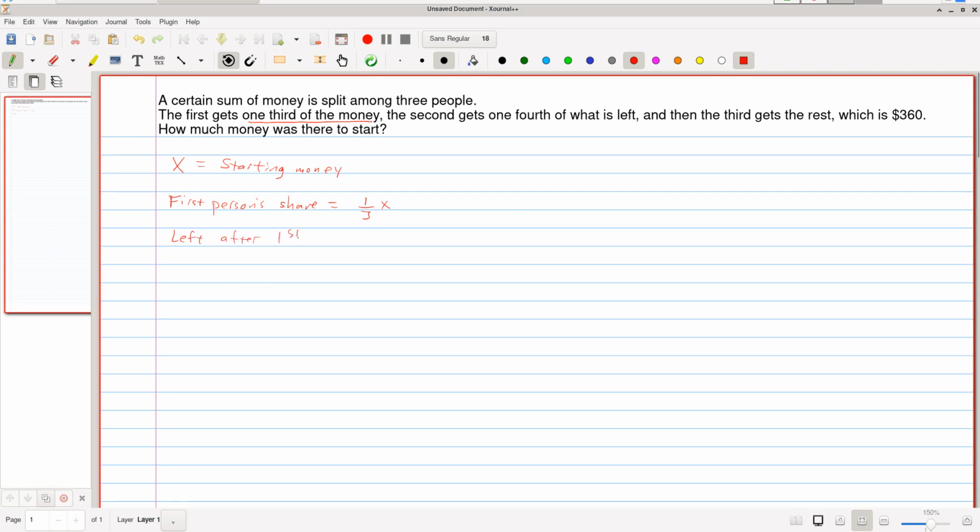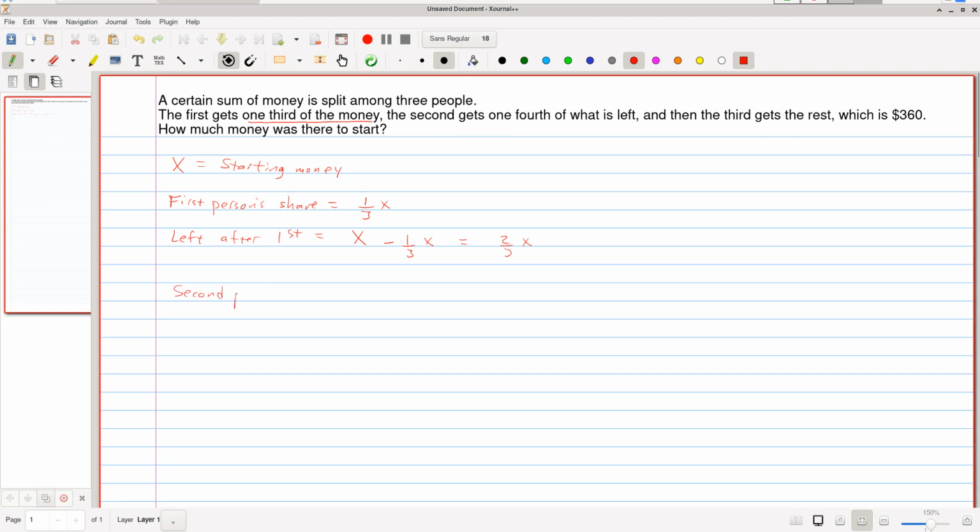So left after the first person, we had X was the starting amount of money, and that person subtracted out his or her share. So we're left with 2/3 X is how much is left over after the first person is done. Then we look at how much the second person gets.